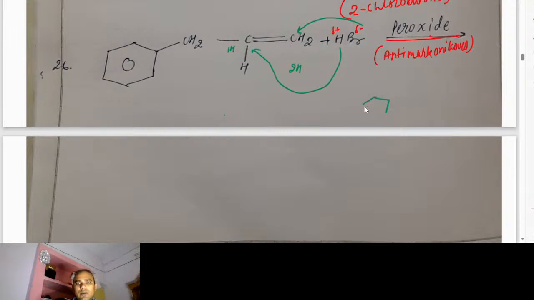So let us try to write the product, student. This is the benzene ring, here is CH2, here again CH2, here CH2, and here is Br. So this is our required product, student. So up to 26 we are done.